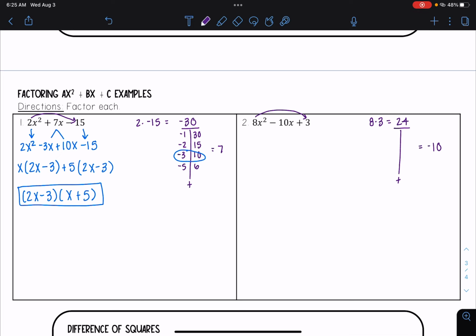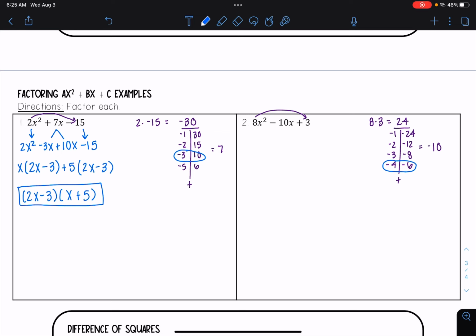So here I'm going to add to a negative, but multiply to a positive. So that means that all my factors are going to be negative. So I have negative 1 and negative 24, negative 2, negative 12, negative 3, negative 8, and negative 4, negative 6. And so I see the factors that add to negative 10 are going to be negative 4 and negative 6.